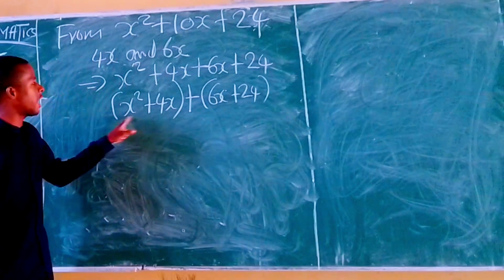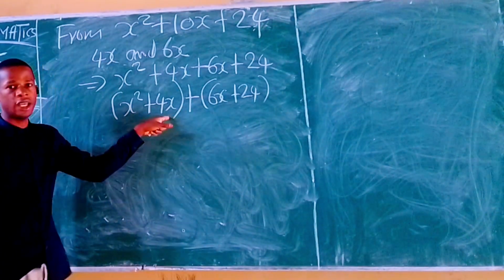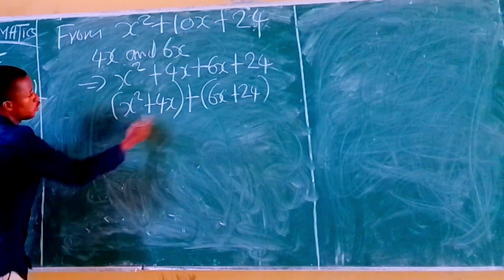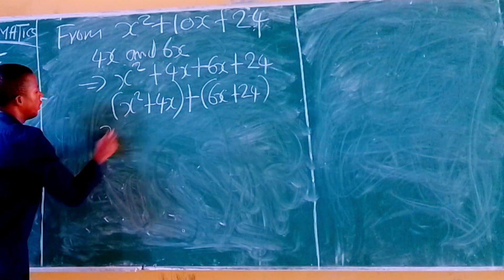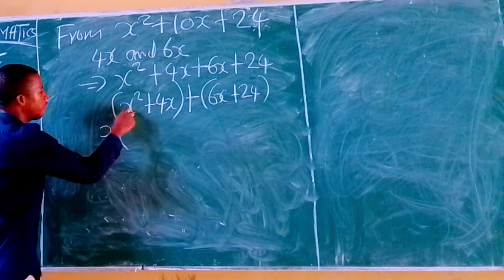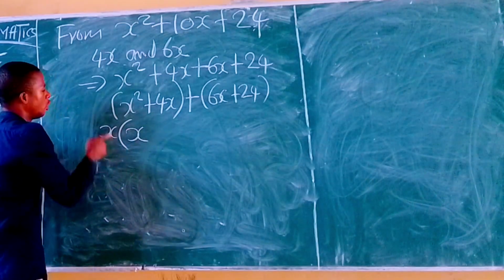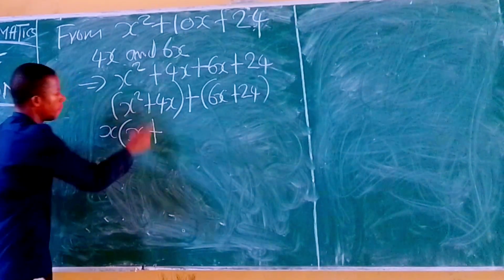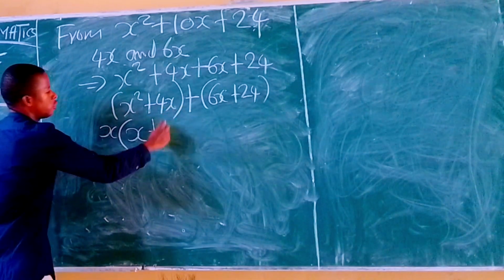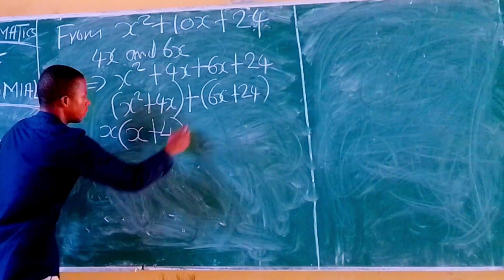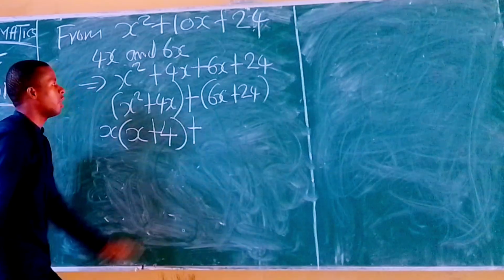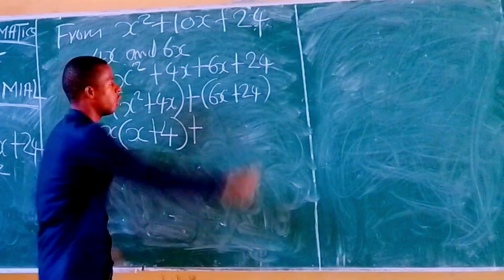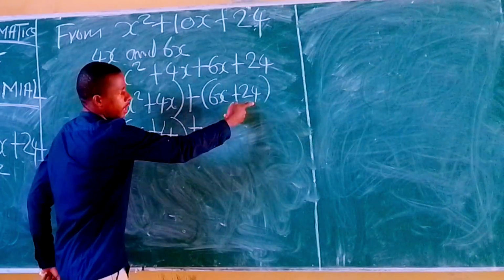At this point you can check what is common in both of the brackets and factor it out. You know that x is common here, so we factor out x and bring that x outside. We leave 1x, because x times x gives us x squared, plus this 4. Now look, we have 6x here and 24 here, but there is no x in the 24, so we cannot factor out x.